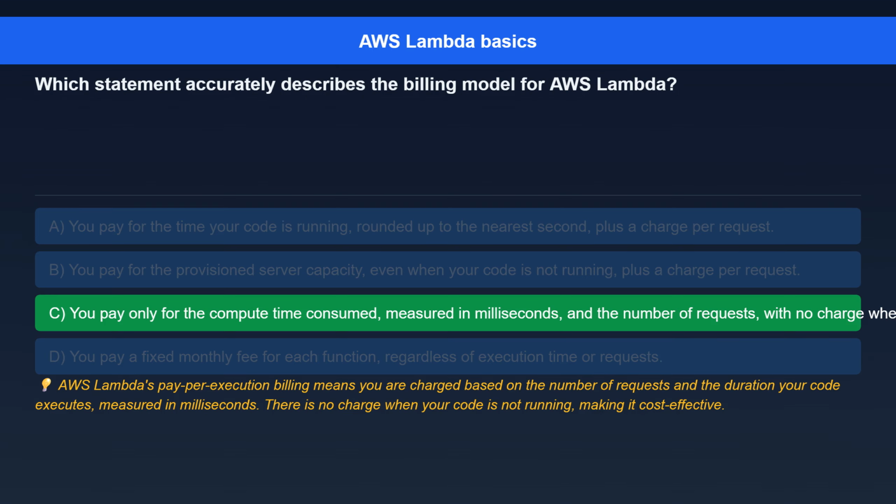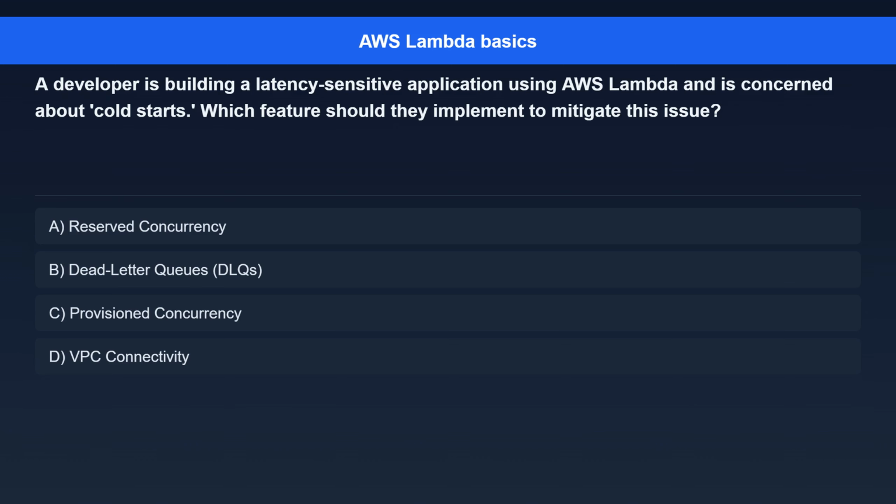The correct answer is, quote, you pay only for the compute time consumed, measured in milliseconds, and the number of requests, with no charge when code is idle. Here's the explanation. AWS Lambda's pay-per-execution billing means you are charged based on the number of requests and the duration your code executes, measured in milliseconds. There is no charge when your code is not running, making it cost-effective.